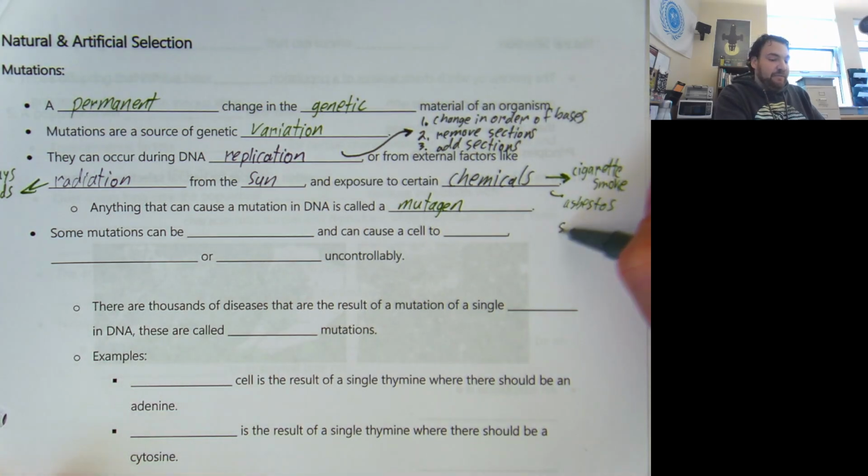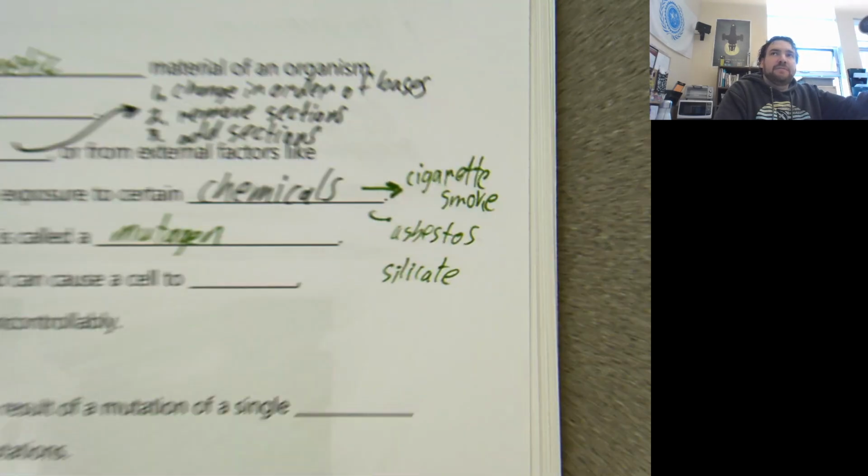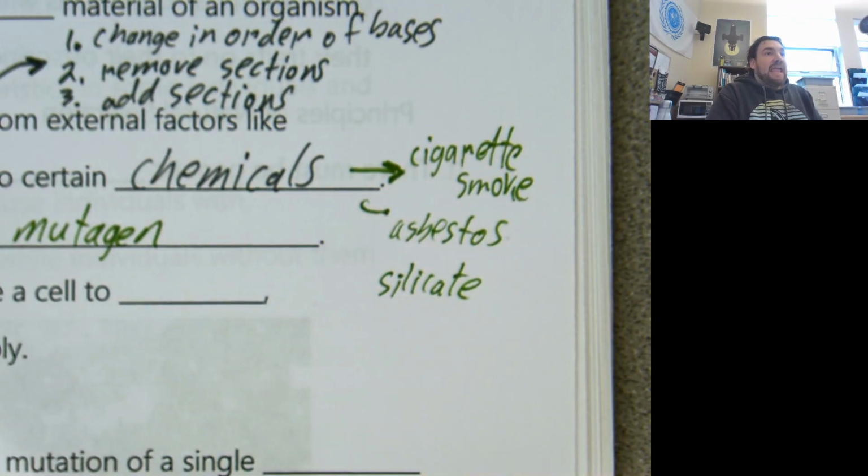Silicate is another one. Silicate is the primary ingredient in concrete. It starts as a dust. If you are making a lot of concrete and you inhale a lot of that dust, same thing. Cigarette smoke, asbestos, silicate. And so now there's safety protocols in place for dealing with this.